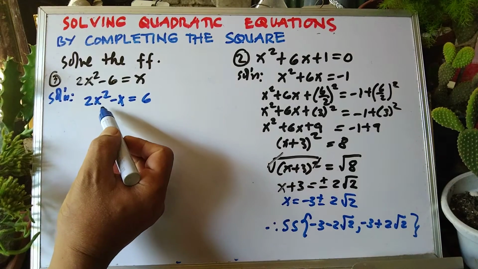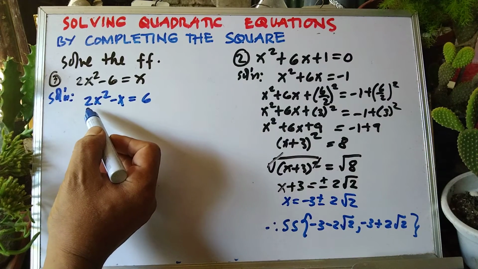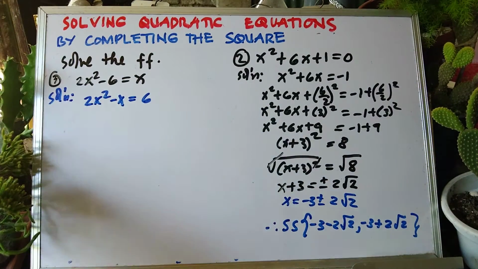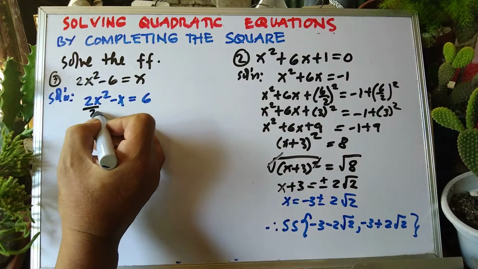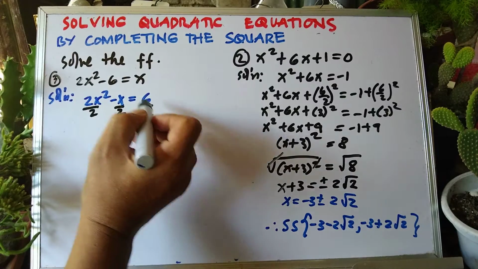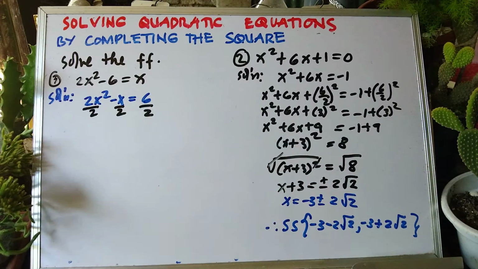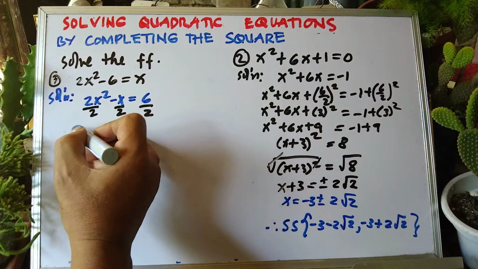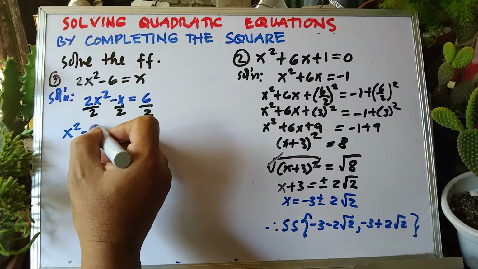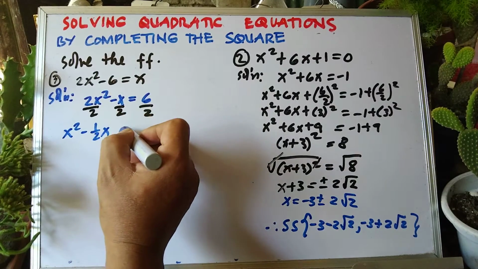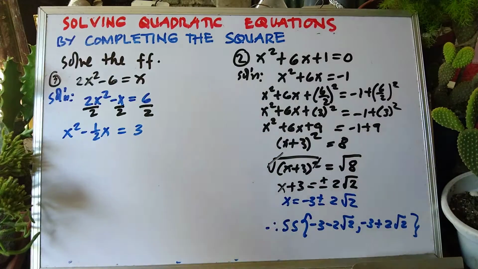Now, look at the coefficient of x squared. That is more than 1, which is 2. So all we need to do here is divide by 2. We divide each term by 2, because you should only see x squared. So you have now x squared minus 1 half x is equal to 3. Okay? Am I correct?